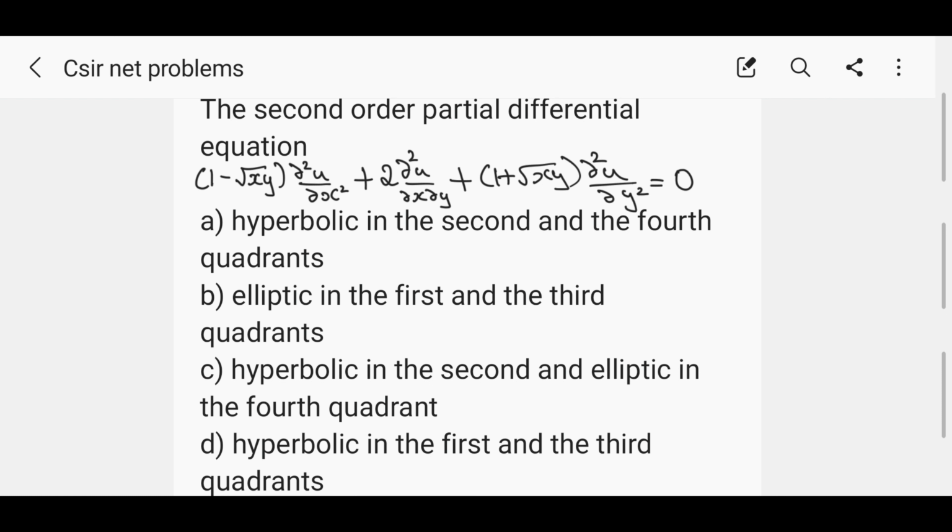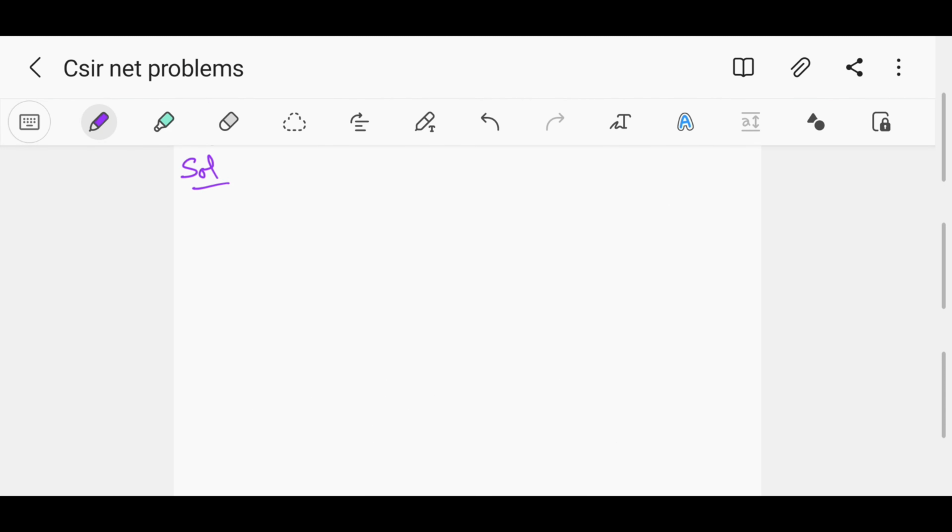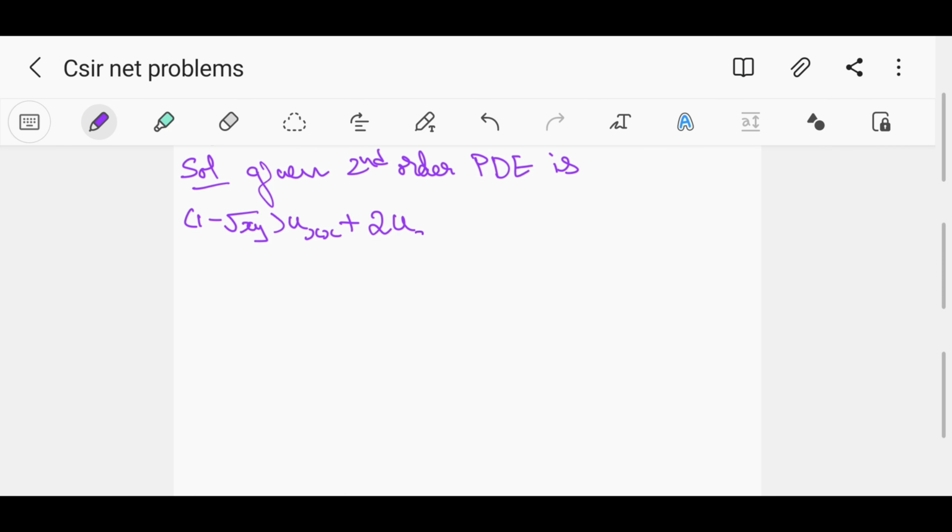Now, solution. So the given second order PDE is, write down the given differential equation: 1 minus root xy into, instead of writing del square u by del x square, let me write it as uxx, plus 2 into del square u by del x del y, let me write it as uxy, plus 1 plus root xy, into, instead of writing del square u by del y square, let me write it as uyy, equal to 0.